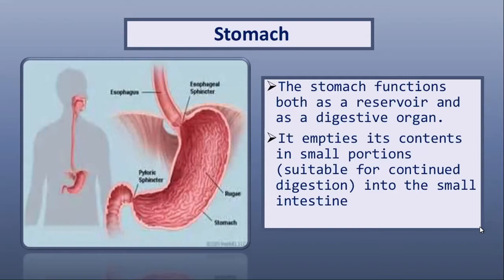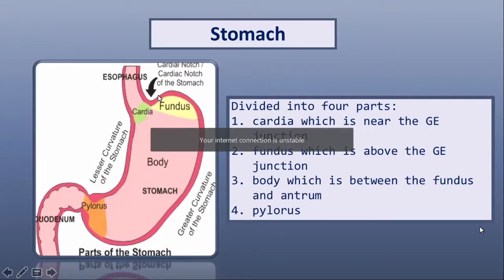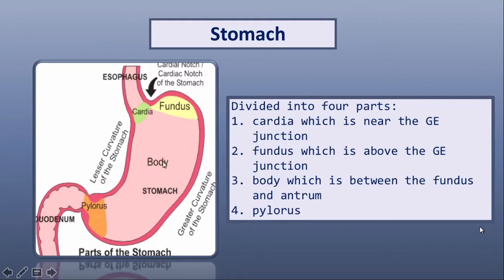Parts, so you are familiar with this. You have the cardia here, a very small part near the gastroesophageal junction, and then you have the fundus here, the body of the stomach, that is the largest part, and of course you have the pylorus here. These are the different parts of your stomach.